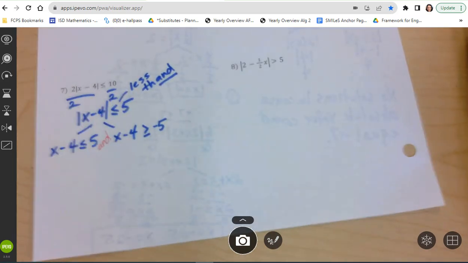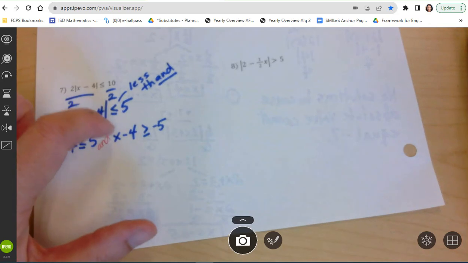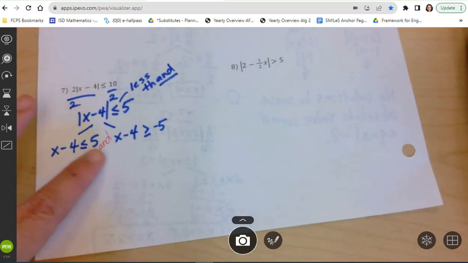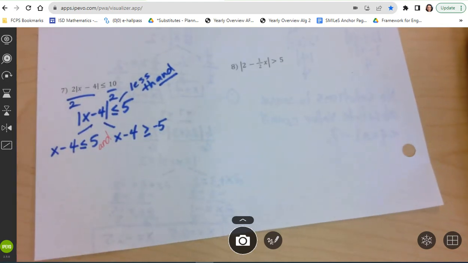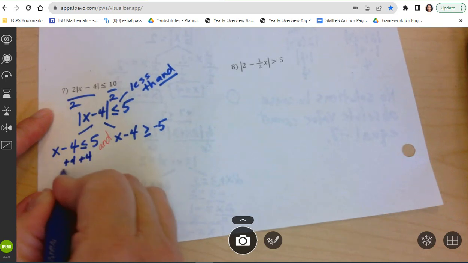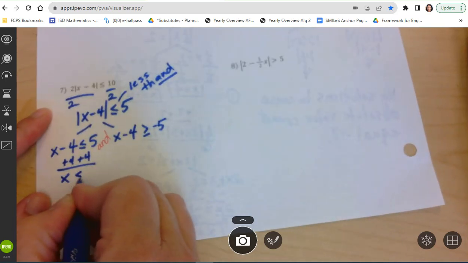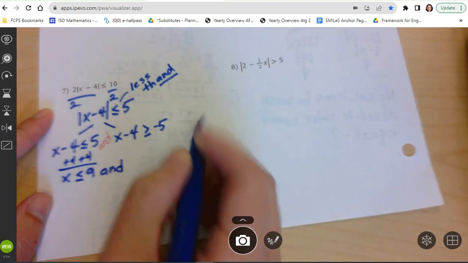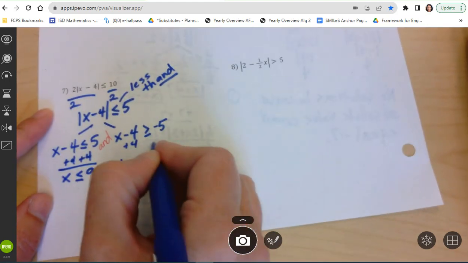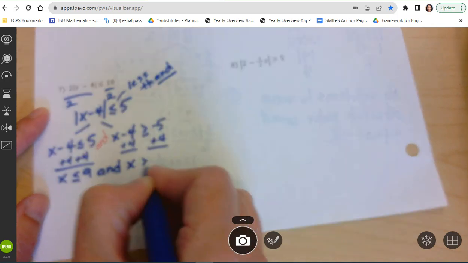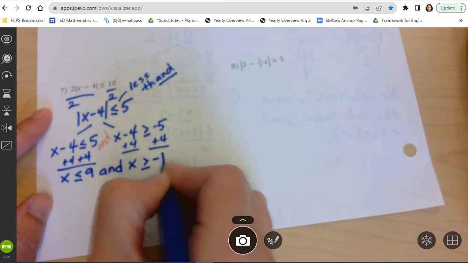So when you solve your absolute value and you have less, instead of saying "less than," think to yourself "less than," and that reminds you that you need that word "and" in between. Now I can solve them. X is less than or equal to 9, and this one, x is greater than or equal to -1.